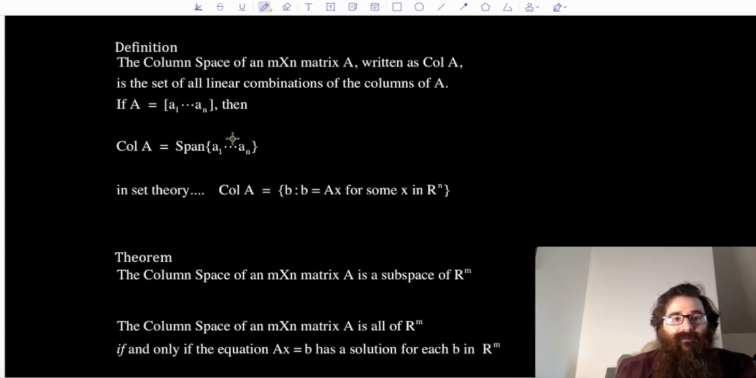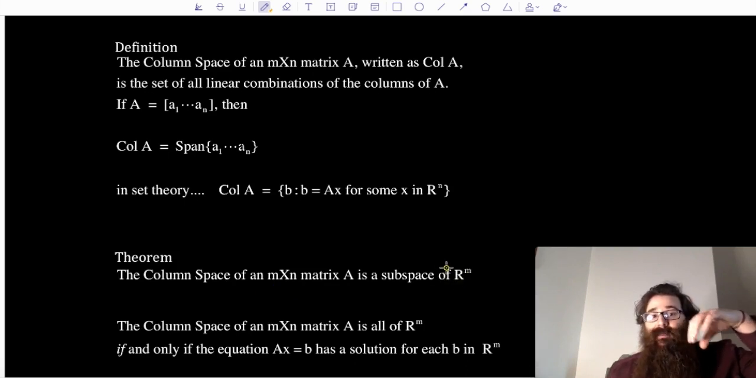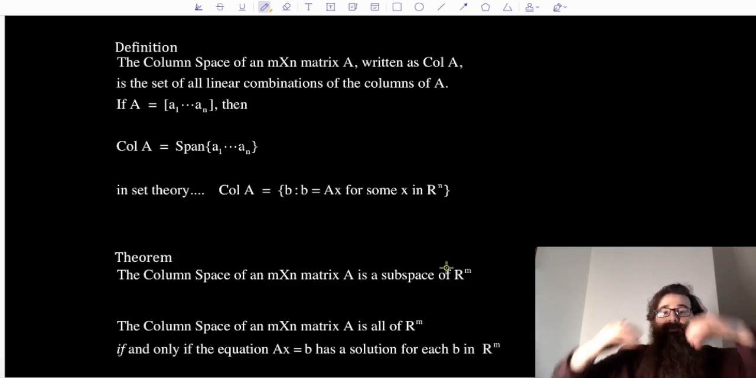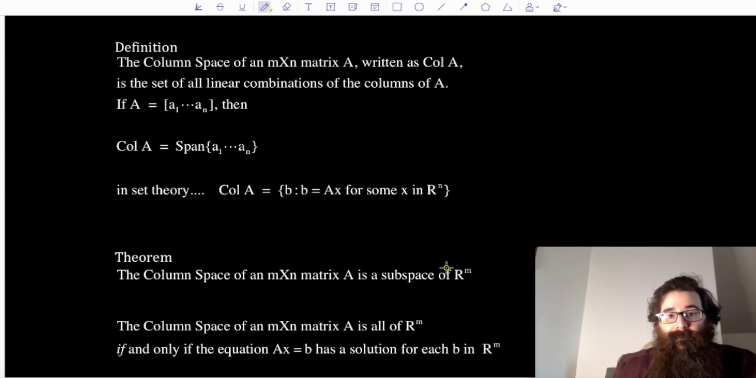If I take these columns out of the matrix, think of them as vectors, and then find the span of all of those vectors, that is the column space of A. And in set notation, we would say the column space of A is the set of all b such that b is equal to Ax for some x in Rn. Now, with the column space, this is going to be a subspace of Rm. So the column space of an m by n matrix A is a subspace of Rm. So remember, null space is a subspace of Rn, n for null space. Column space is a subspace of Rm, m for M&Ms, the candy, or the artist.